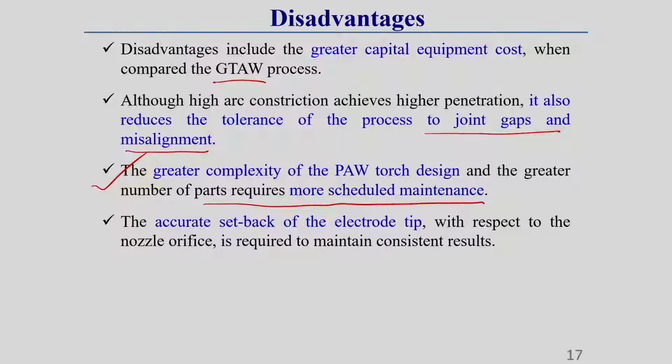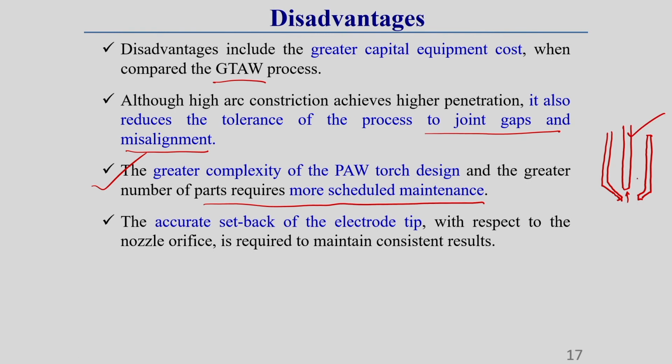So, you have seen that in the equipment of the plasma arc welding process there are different types of components and parts. So, maintenance of the torch as well as of the equipment requires more scheduled maintenance. Another very important thing is called setback of the electrode. One thing you should keep in mind in the plasma arc welding process: the electrode is generally kept inside the copper nozzle, behind the copper nozzle outlet, and that is called setback of the electrode.